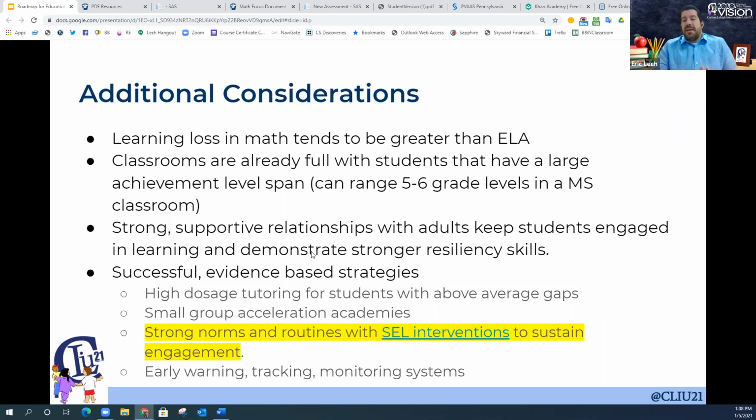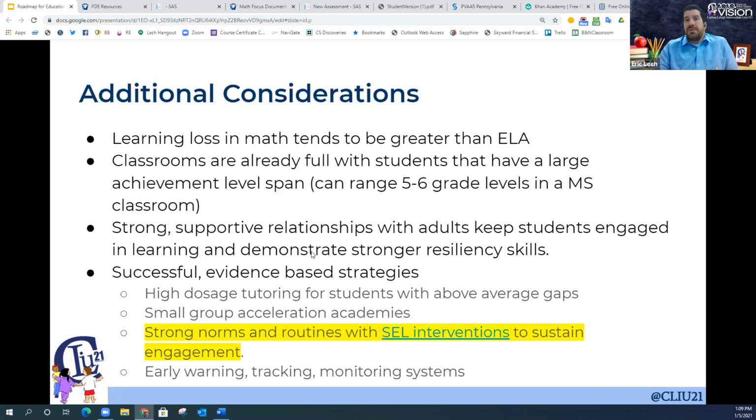So a couple of additional considerations for your planning and instructional delivery. First and foremost, we've learned from a number of studies that the learning loss in math tends to be much greater than that in ELA. So, thinking about your timing and your pacing, it may be important that our math teachers are considering that in a different way than our ELA teachers are, and how they are maybe devoting additional resources, devoting additional materials.